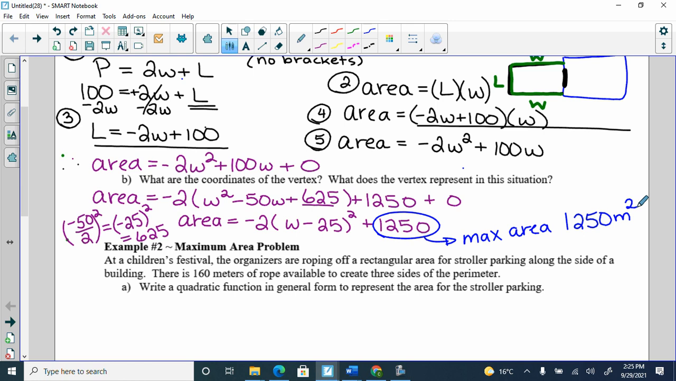Then what's in this bracket here, which is the x of the vertex, what letter is with it? W. What does W stand for? Width. And we always take the opposite of this for the vertex, right? So our width is what? 25 meters.